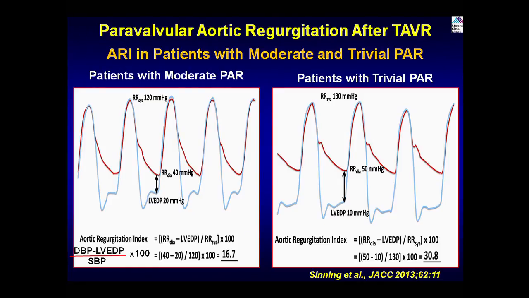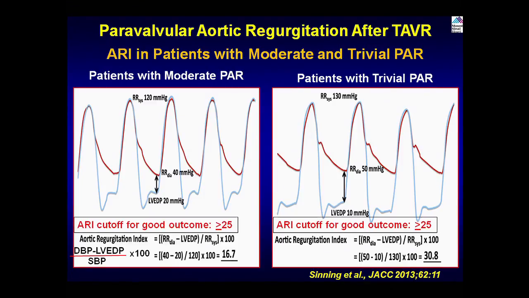Like in this particular case, diastolic was 70, your EDP was 20. So now it became 50. Then you divide by systolic blood pressure, and systolic blood pressure was 120. So basically 30 divided by 120 will be about 25, and you multiply by 100. So next slide. That basically means that if your AR index is for good outcome, it is more than 25.